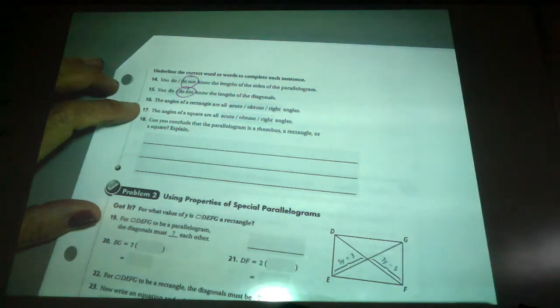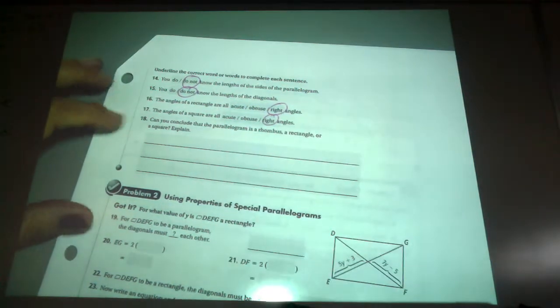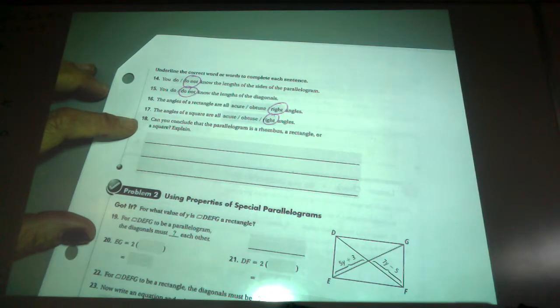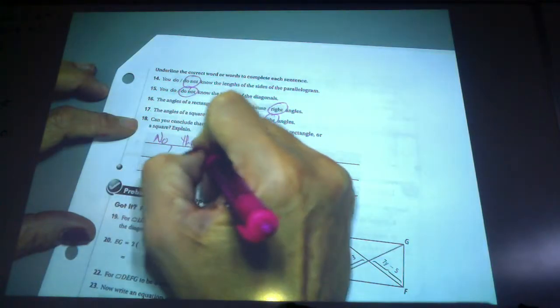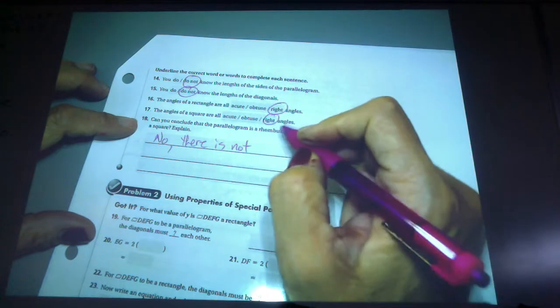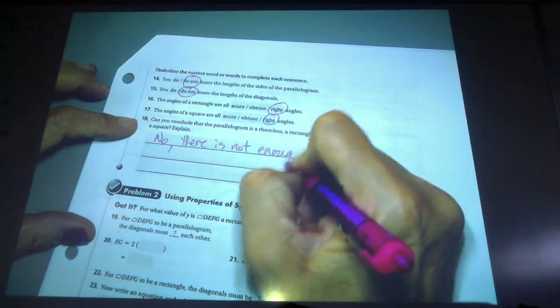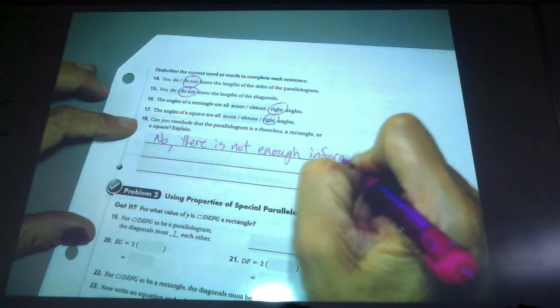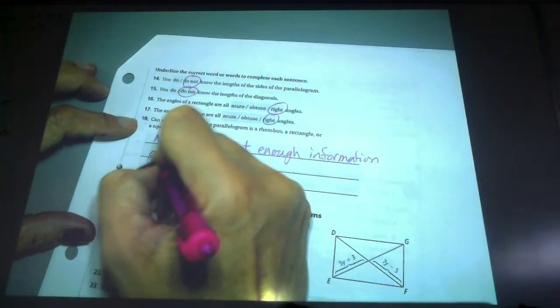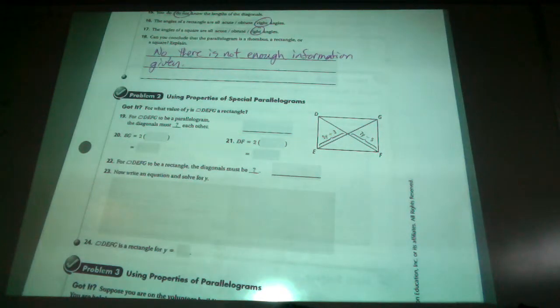Number 16, the angles of a rectangle are all, we already talked about that, right? And the angles of a square are all right. So can we conclude, yes or no, that it's a rhombus? A rectangle or a square? No, I don't have enough information. No, there is not enough information given. So you can't make an assumption. Could it have been? Yes, but they didn't give me enough information to make a conclusion.